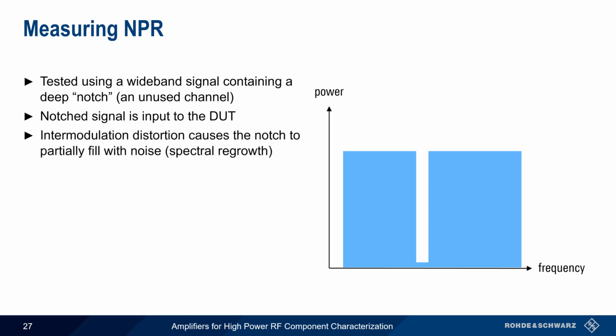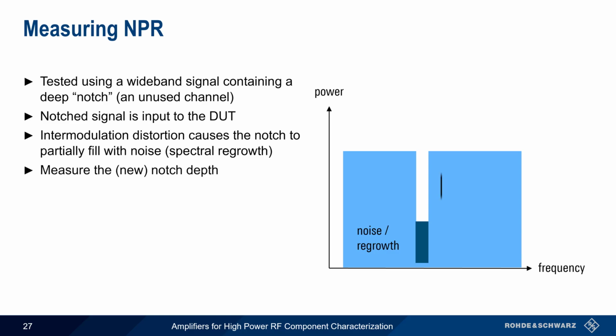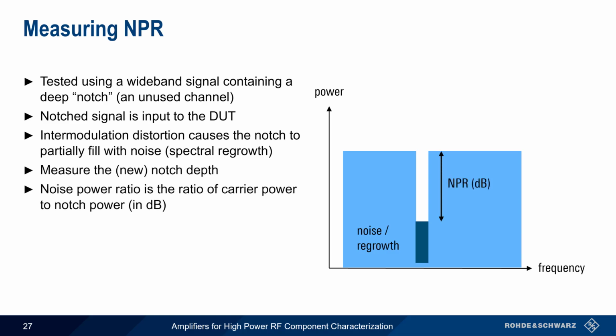Intermodulation distortion will cause the notch to partially fill with noise. This is sometimes referred to as spectral regrowth. The new notch depth is measured using a spectrum analyzer, and noise-power ratio is then the ratio, in dB, of the carrier power to the notch power. A higher noise-power ratio, or less noise in the notch, means lower intermodulation distortion.